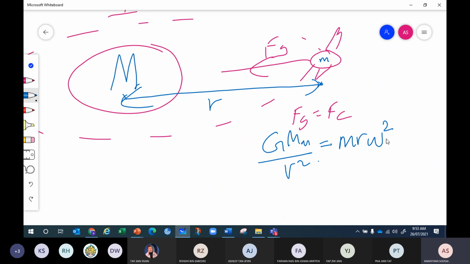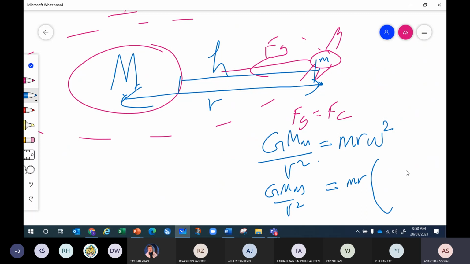The r is r, omega is the angular velocity of the satellite. Okay, angular velocity of the satellite. We want to get the height, what height the satellite should be launched at. So from here, GMm over r squared.